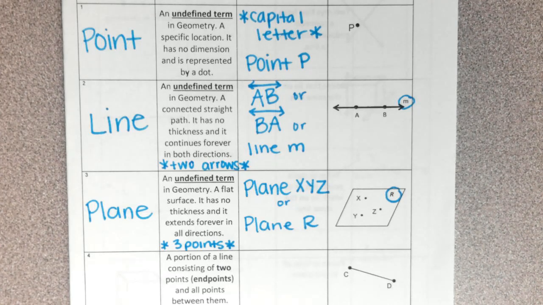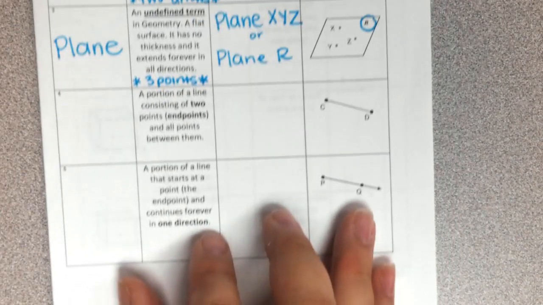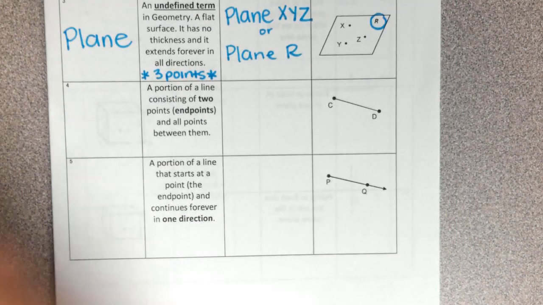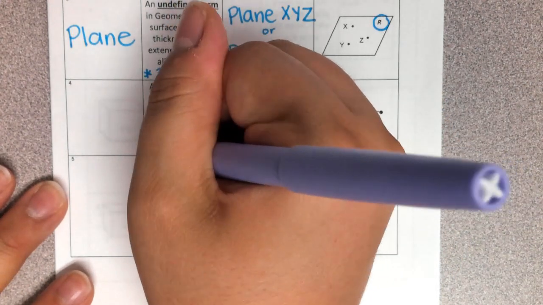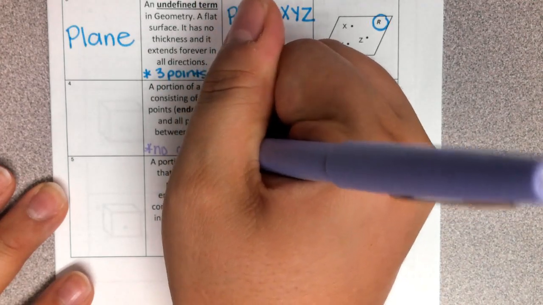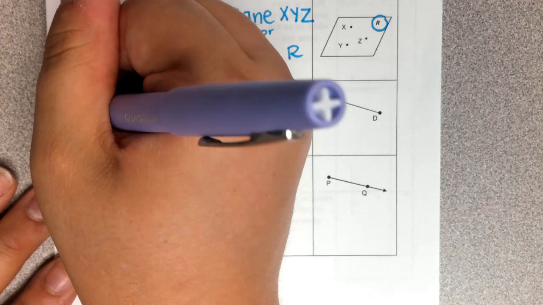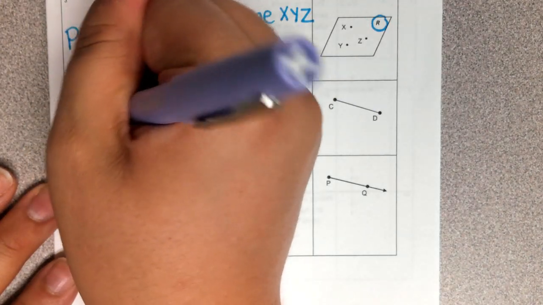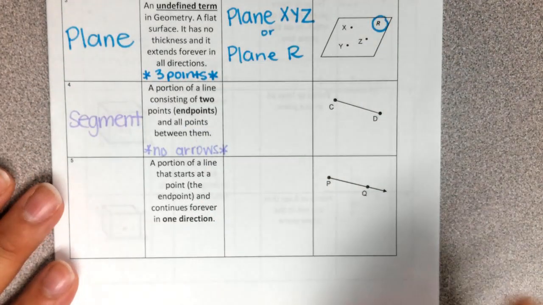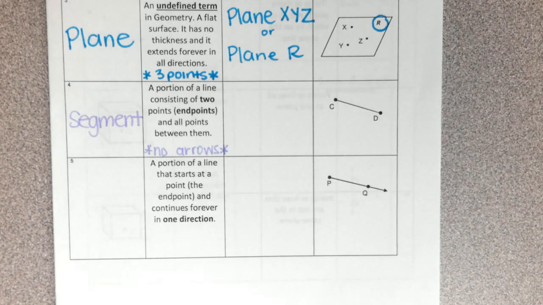All right, now we're going to go into some other vocabulary. This right here is not a line. Why not? It doesn't have two arrows. This one has no arrows. What do we call it when it has no arrows? A segment. So a segment has an end and a beginning. It has two endpoints. It does not go on forever.